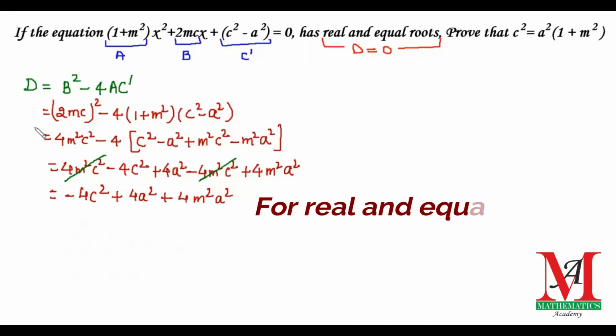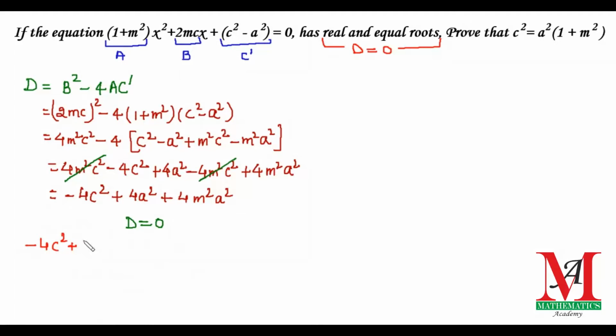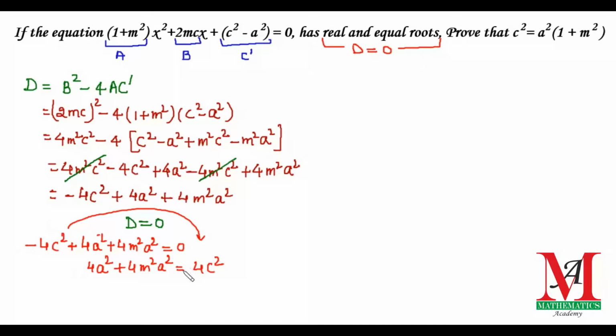Now as we know that D is 0, so by putting D equals 0 and putting the value of D as we obtained in the above part, that is minus 4c square plus 4a square plus 4m square a square is equal to 0. Now shifting this negative term towards the right hand side, we get on the left hand side 4a square plus 4m square a square is equal to, on shifting here, 4c square as positive.